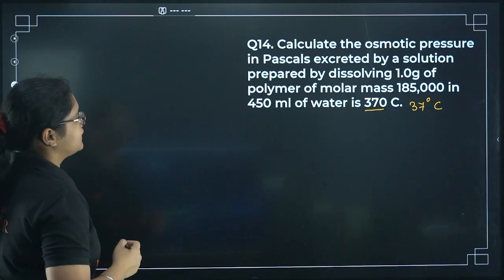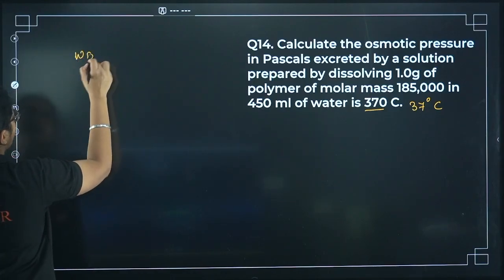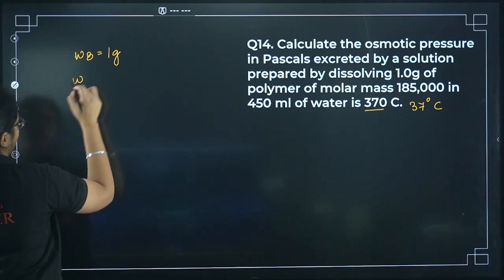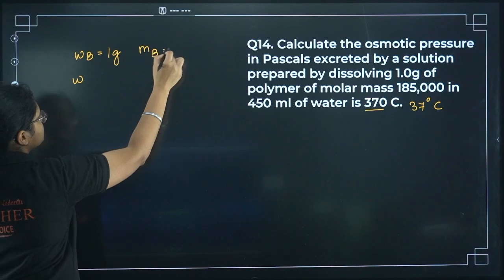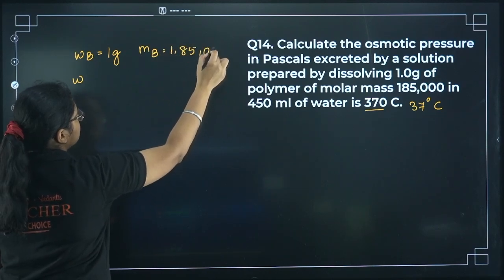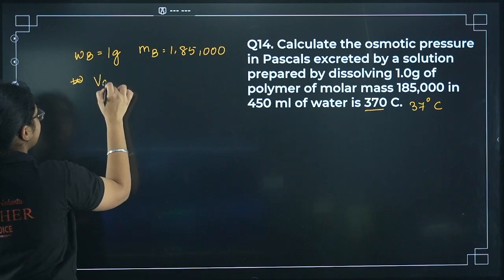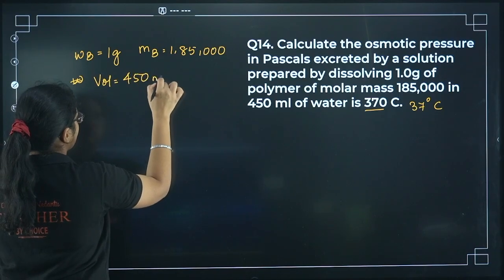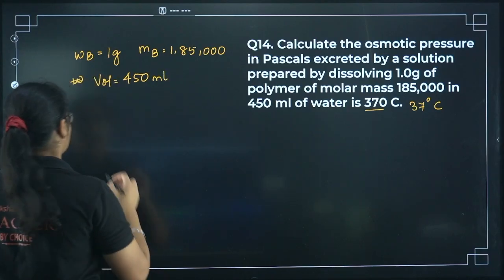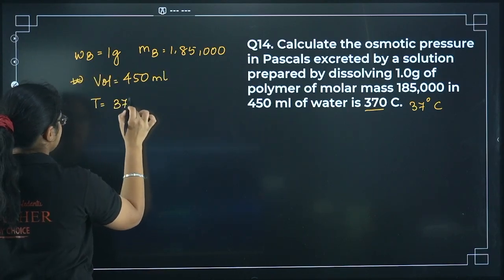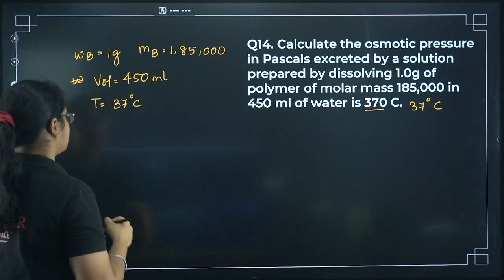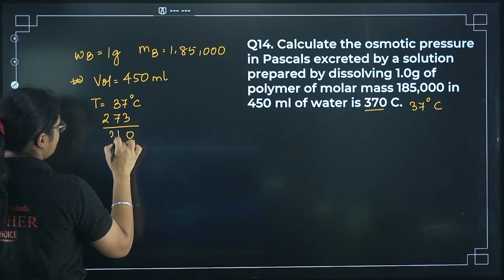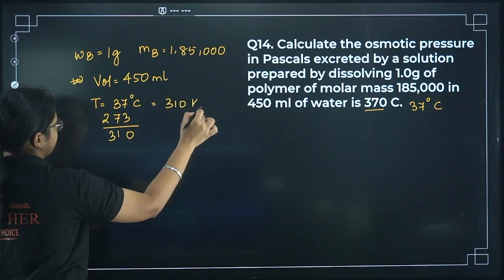First, what I have is the mass of the solute, so that is 1 gram. Then I have the molar mass of the solute, which is 185,000. Then I have the volume of the solution, which is 450 ml. And then we have the temperature, which is 37 degrees Celsius. So 37 plus 273, it will be added, right? So I have here that is equal to 310 Kelvin, right?